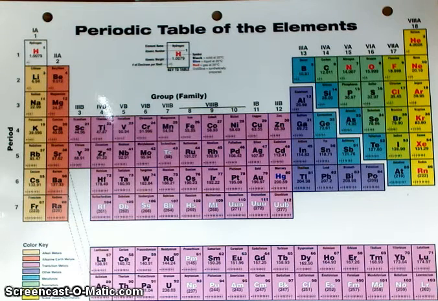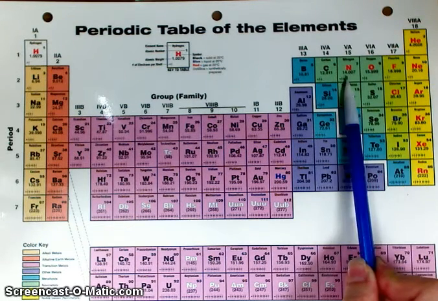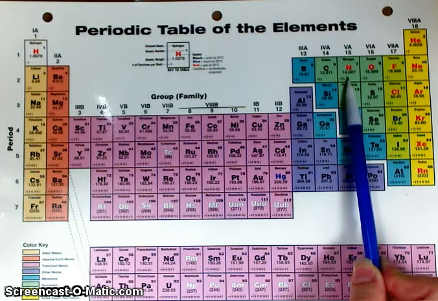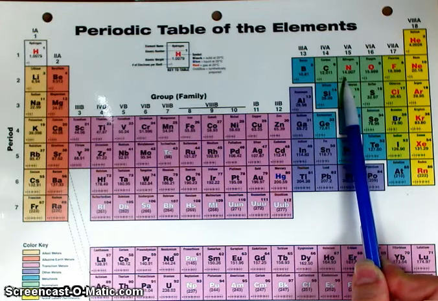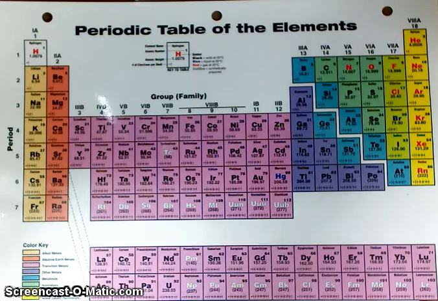Okay, my mass number is usually 14. Well, I look, and this one is the one that's closest to 14. So usually nitrogen has a mass of 14. Okay, number 4 is nitrogen.